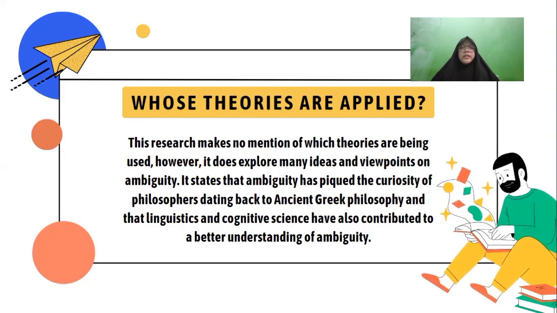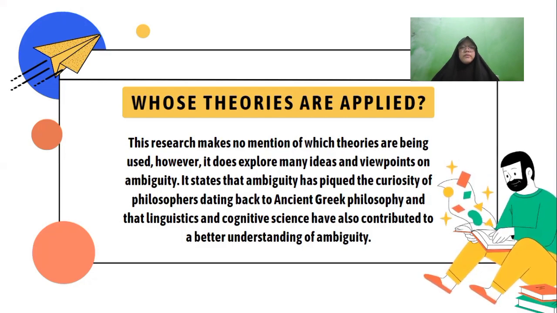It states that ambiguity has piqued the curiosity of philosophers dating back to ancient Greek philosophy, and that linguistics and cognitive science have also contributed to a better understanding of ambiguity. This research delves into ambiguity, drawing from various theories and perspectives without specifying their origins. It underscores the complexity and historical importance of ambiguity.